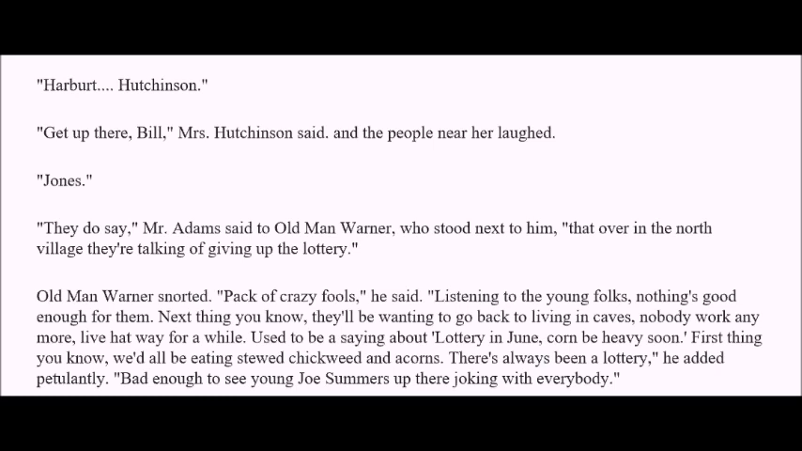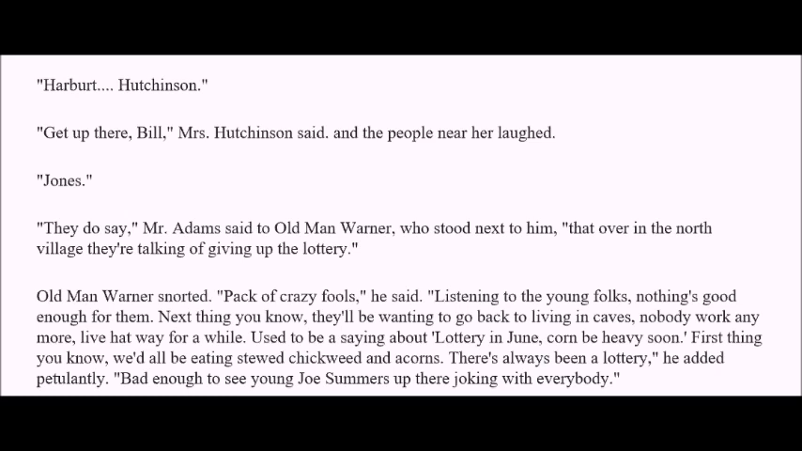He represents the oldest man that doesn't seem to like what the young folks are saying, because he says, "Pack of crazy fools. Listen to the young folks. Nothing's good enough for them. Next thing you know, they'll be wanting to go back to living in caves and nobody work anymore. Live that way for a while. Used to be a saying about the lottery in June. Corn be heavy soon. First thing you know, we'd all be eating stewed chickweed and acorns. There's always been a lottery. Bad enough to see young Joe Summers up there joking with everybody."